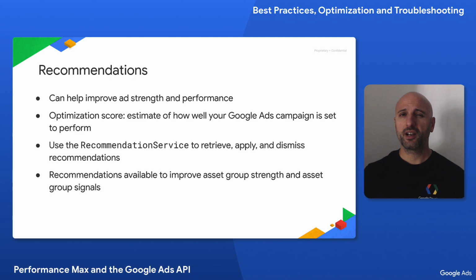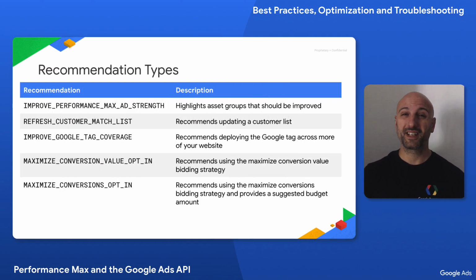In Performance Max, asset group strength and asset group signals recommendations can improve your optimization score. The Google Ads API provides a recommendation type, Improve Performance Max Ad Strength, which highlights asset groups that should be improved to reach an excellent strength rating. This feature is especially useful for third-party advertisers that enable users to create and manage asset groups.